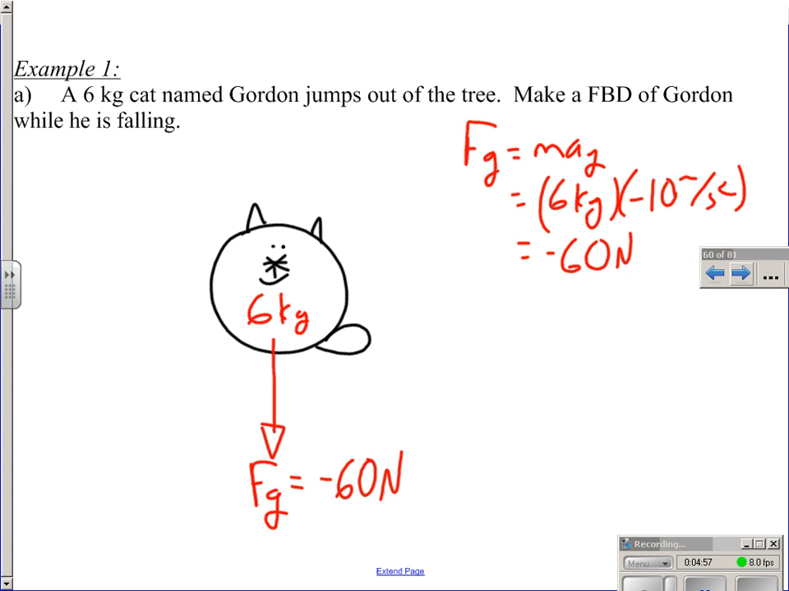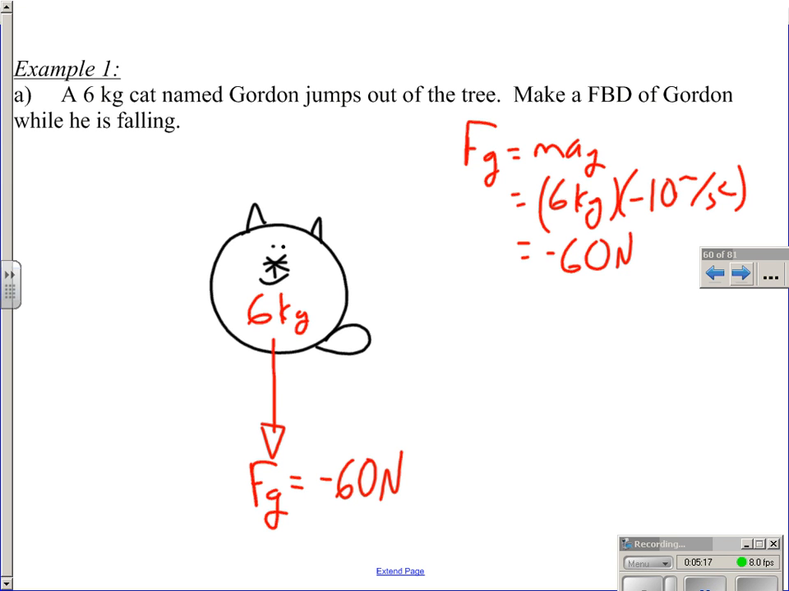Step 2 is identify any given forces. So if you read through the problem, a 6-kilogram cat named Gordon jumps out of a tree, make a free body diagram of the cat while he's falling. There aren't any forces described in the problem. It doesn't say, you know, Roy pushes it or friction is or anything like that. So step 2, there's nothing to do.